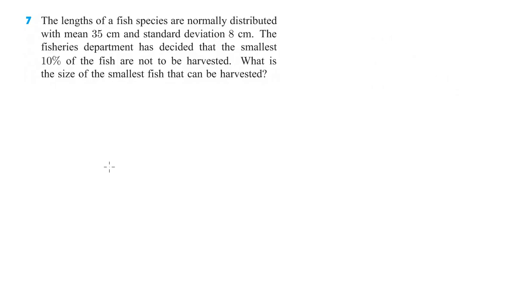Number 7, the lengths of a fish species are normally distributed with a mean of 35, standard deviation of 8. Fisheries Department has decided that the smallest 10% of the fish are not to be harvested. What is the size of the smallest fish that can be harvested? So, again, if we draw ourselves a little picture here, here's our mean, which is 35. And they want to know what the smallest 10% is. So it's this right here. That's 0.1. Okay, right? 10% as a decimal is 0.1.